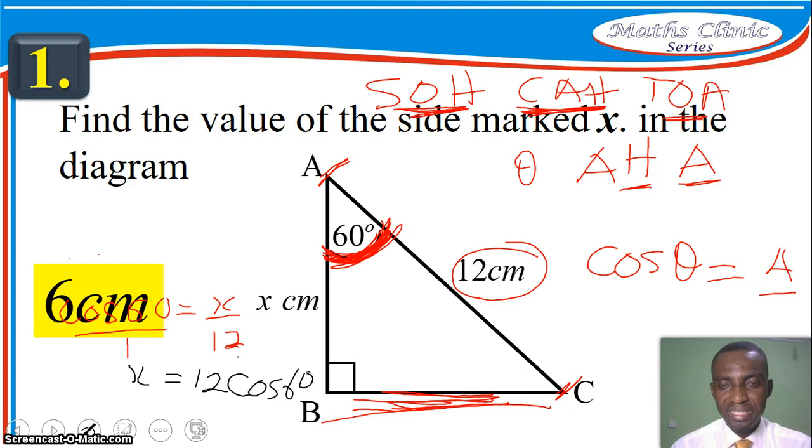And so that is the answer, and how we calculate for a missing side if an angle and a side is given. With this, we come to the end of this second video. This is video number 2. Watch out for video number 3 for more examples to be solved under this subtopic.